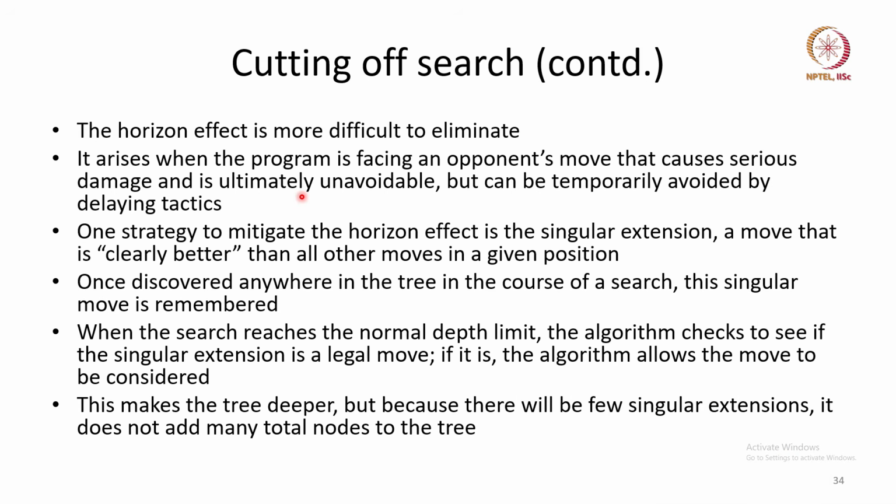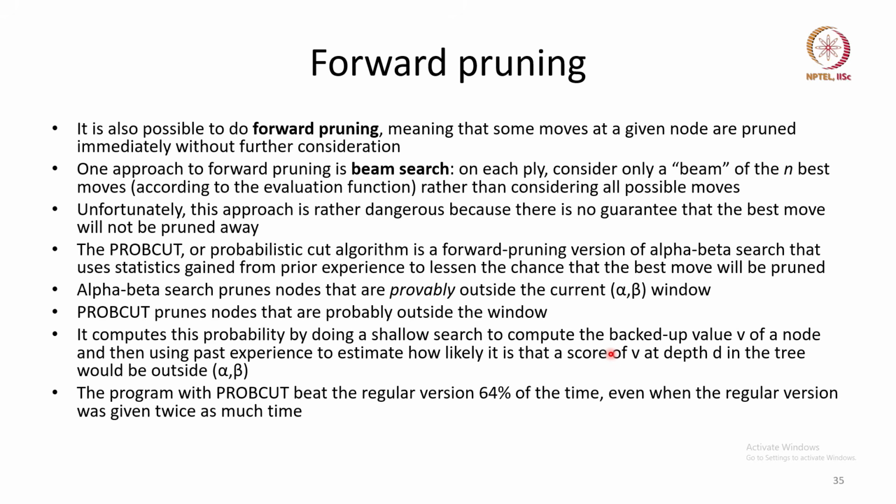It's also possible to do forward pruning. If you find that some particular nodes have a very bad evaluation and it's not likely to lead to a win, then you can cut off those particular branches. One approach to forward pruning is what is called beam search. On each ply, consider only a beam of the n best moves. You choose some particular n and you say you're only going to choose so many best moves and leave out all the other moves.